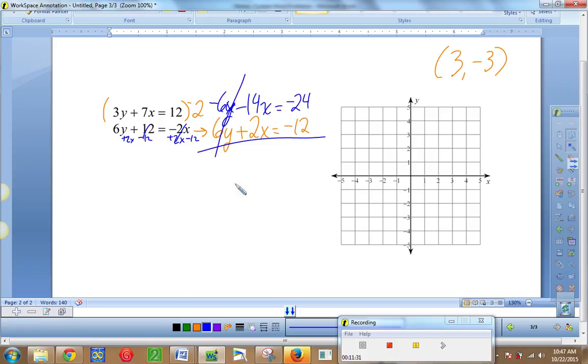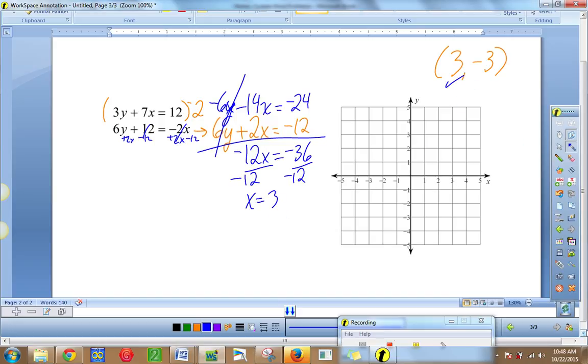What happens? -14 plus 2? -12x. Careful. I'll make you write all your negatives in red pen so you don't forget them on the paper. What about these two? -36. Are you already seeing what the answer is? You can jump to it. That's great. So what does x equal?